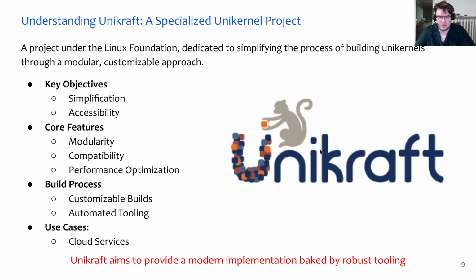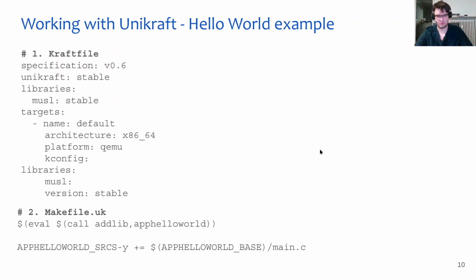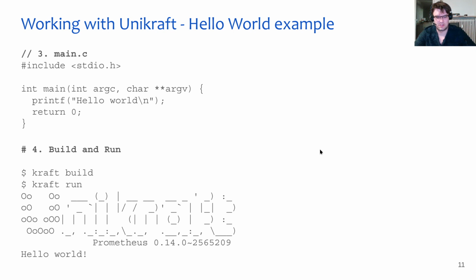So let's have a look at what this tooling looks like. If you want to do a Hello World example, you start off with something called a graph file. The graph file specifies what the project looks like, what libraries it uses, what platforms you want to run on, and what version. This is in the YAML format. Then you have a makefile which describes the build itself. Here we include one source file, the main.c, and this main.c looks fairly similar to what you usually have if you want to just do a Hello World application.